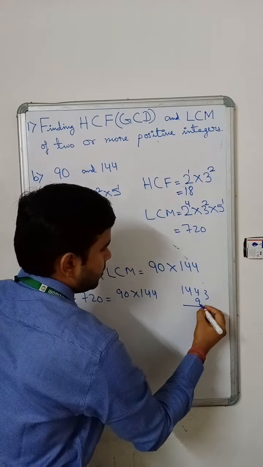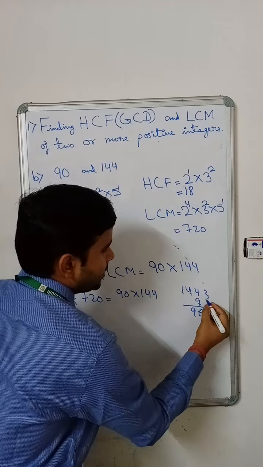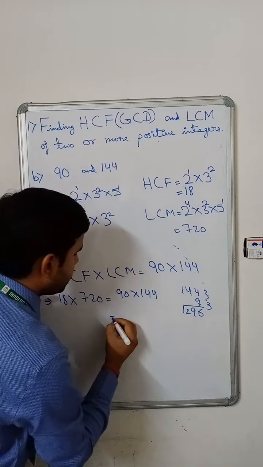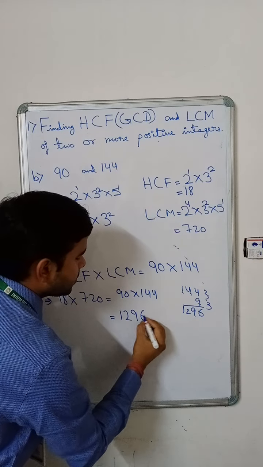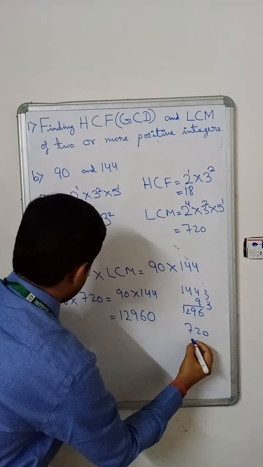So we have 9 4s are 36, 9 4s are 36, 39, 3, 9 1s are 9, 10, 11, 12. 1 to 9, 1 to 9, 6, 0. Clear? Next. Now 720 into 18.